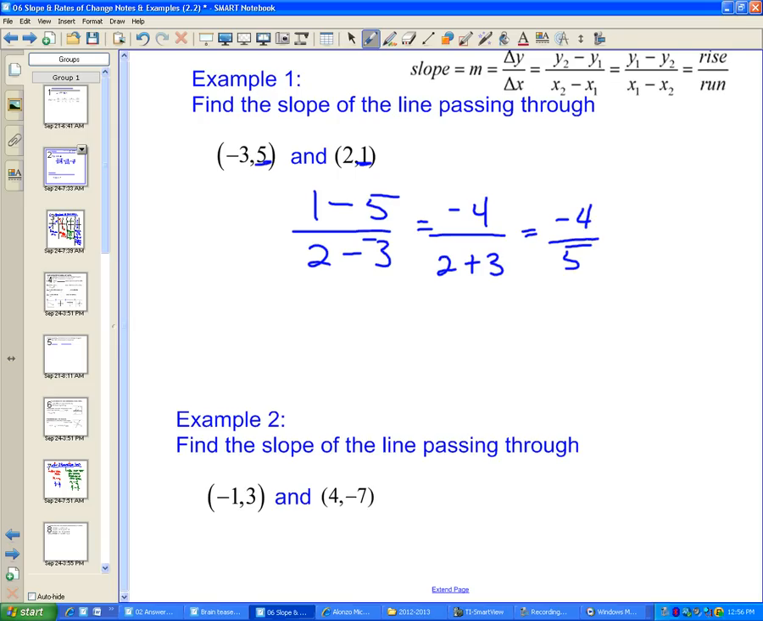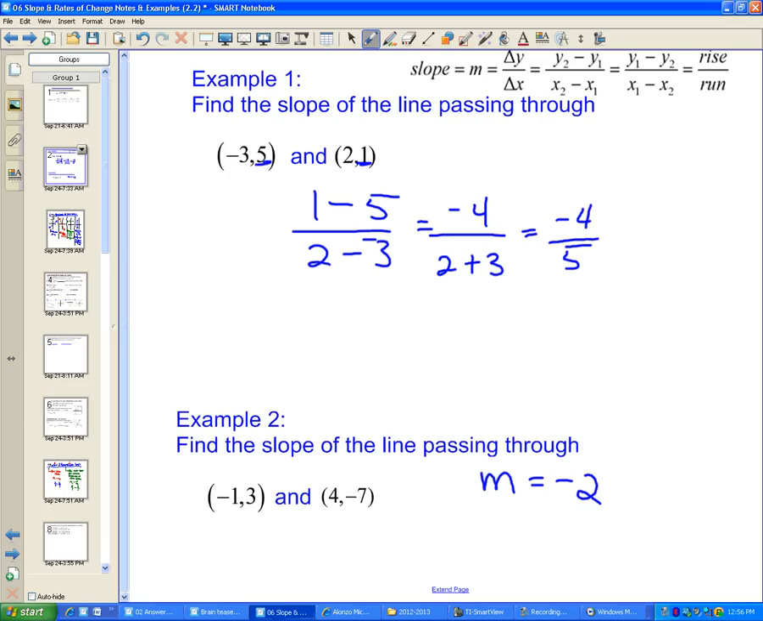At this point, I want you to try example 2. Do the same thing. Pick my y1, my y2, my x1, my x2. Find the difference of the y's, the difference of the x's, and see what you come up with. Go ahead, and the slope that I came up with for example 2 is negative 2. Pause right now and try that problem.